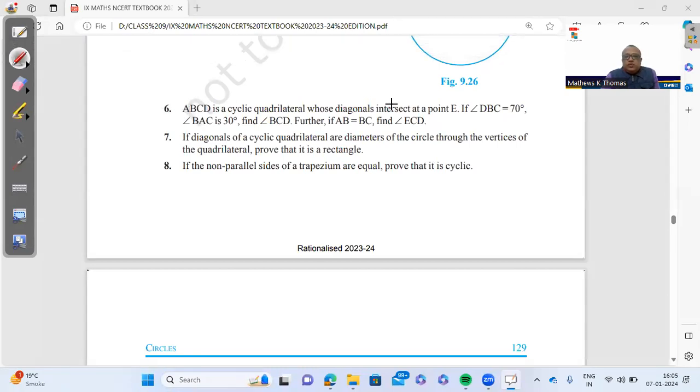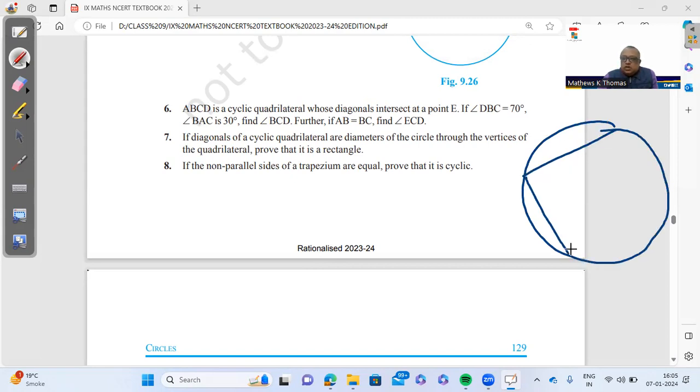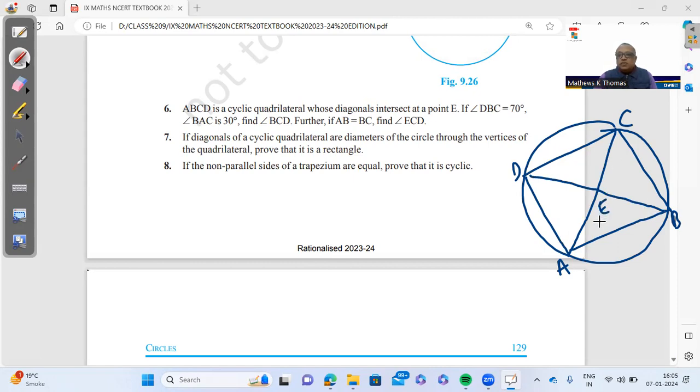When we come to question number 6, ABCD is a cyclic quadrilateral. So here I am taking a circle and a quadrilateral. Cyclic means all 4 points are on the circle. And here the diagonals are intersecting at a point E. The diagram is not given, we are making this. Angle DBC is given as 70 degrees. Angle BAC is 30. Question is to find out angle BCD. And second part, if AB and BC are equal, find out angle ECD.